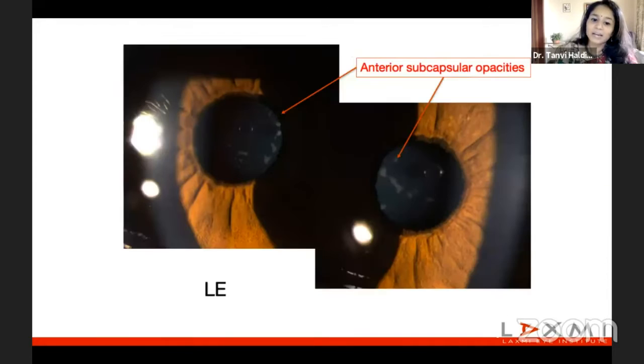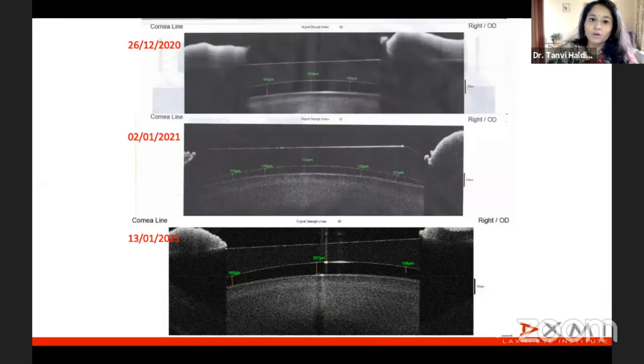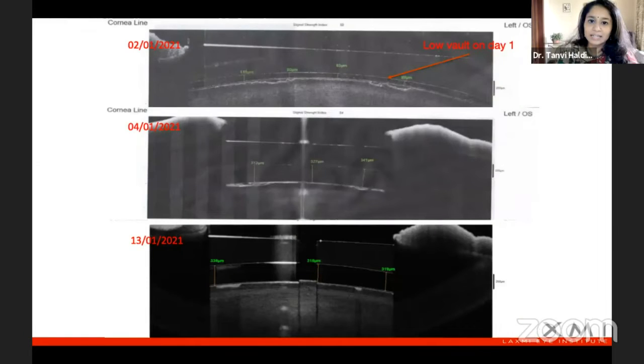Now that developed anterior subcapsular cataracts on day 1. So this is her left eye, which is showing very discrete anterior subcapsular opacities. Now these are the vaults of her first eye, previously operated one, sequentially, with a difference of 2 to 15 days. And this is of her left eye. You can see that there is low vault on day 1, and you can also see those tiny anterior subcapsular opacities on the ASOCT. But thankfully, there was no rotation in the left eye, so she had good vision in that eye. Eventually, the subcapsular opacities diluted a bit.